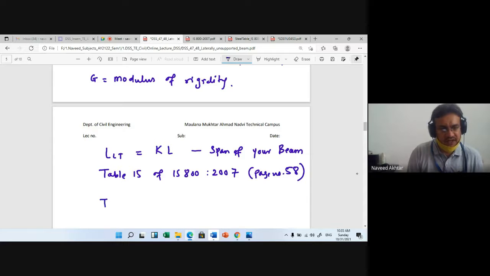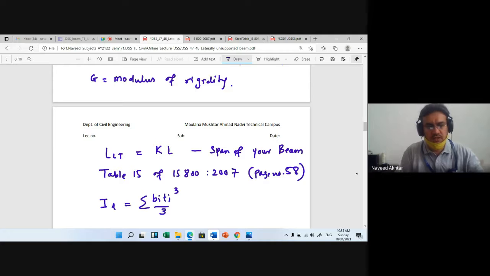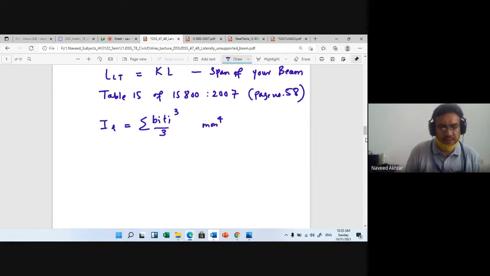And then you have to find out the IT. IT is nothing but summation of b t cube upon 3. You can find this out; that is mm raised to 4, the second moment of area. And also the warping constant Iw you can find out. What is Iw? Iw is the warping constant.